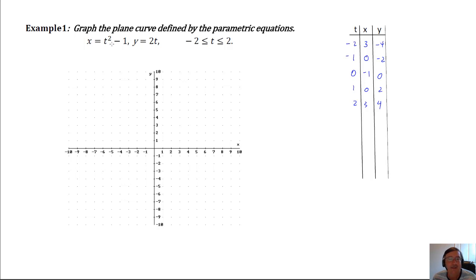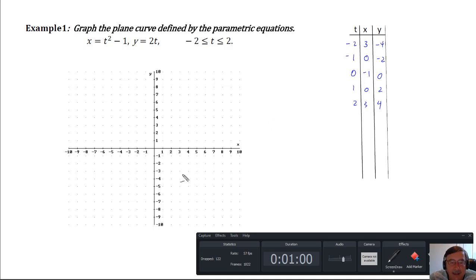And then I plugged in those t values to get x and y ordered pairs. So for example, when t is -2, -2 squared minus 1, x will be 3. When t is -2, y would equal 2 times -2, or -4. So I just went ahead and did that for all the remaining t values. So let's go ahead and graph our first plane curve.